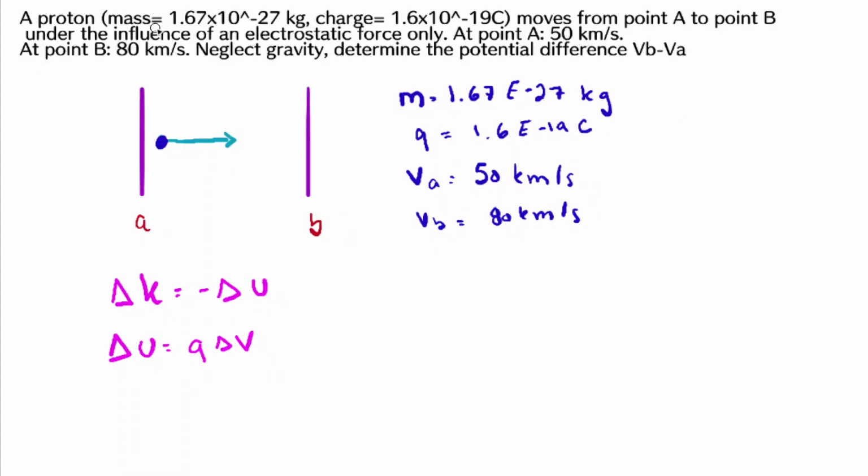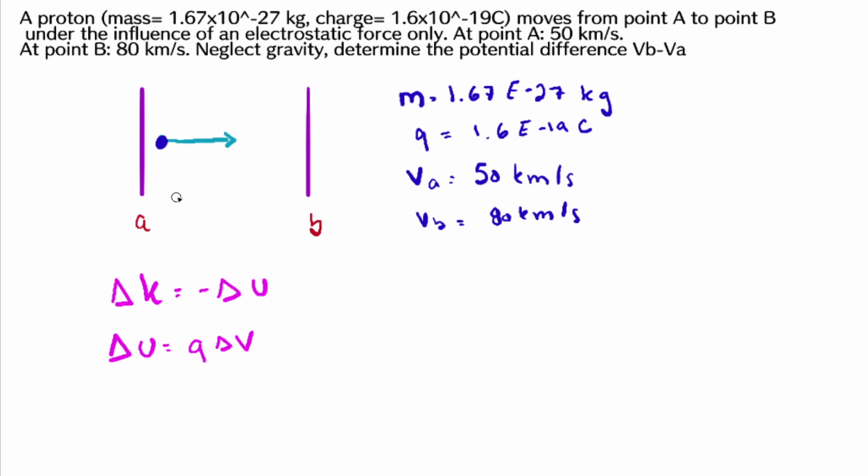A proton of mass 1.67 times 10 to the minus 27 kilograms that has a charge of 1.6 times 10 to the negative 19 coulombs moves from point A to point B under the influence of an electrostatic force only. At point A, it moves at 50 kilometers per second. At point B, 80 kilometers per second. Neglect gravity and determine the potential difference VB minus VA.